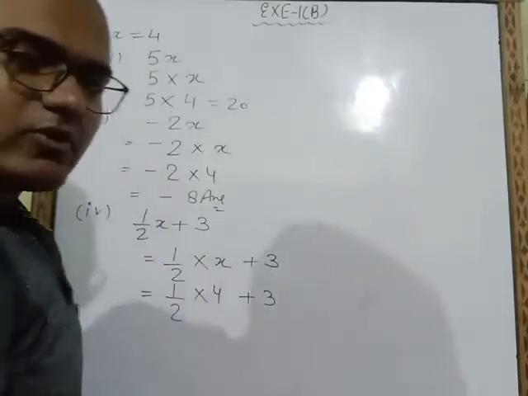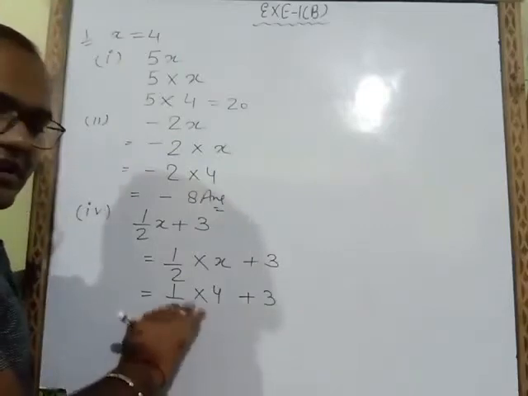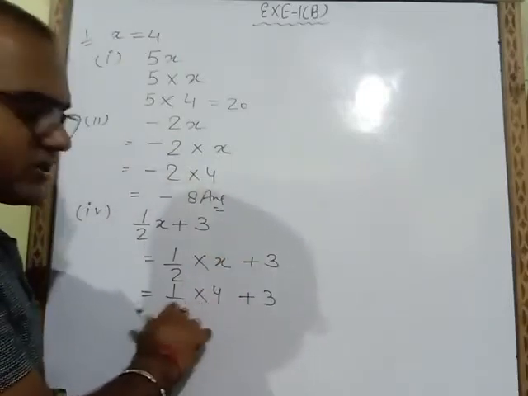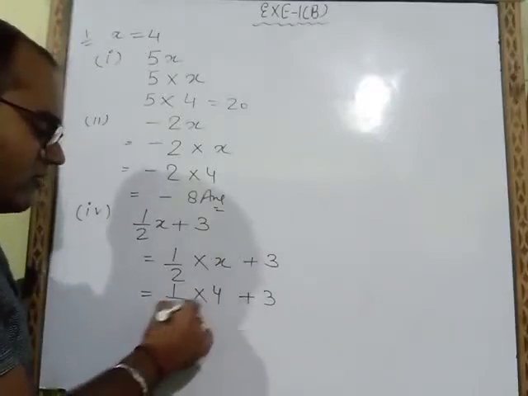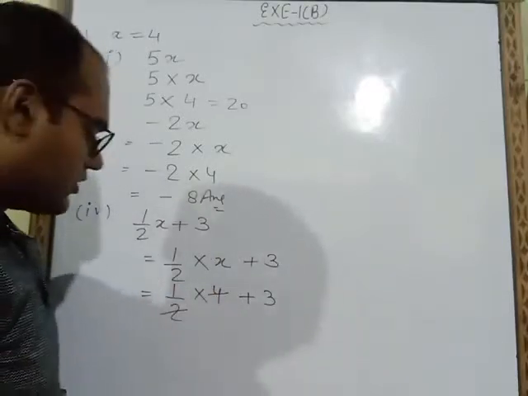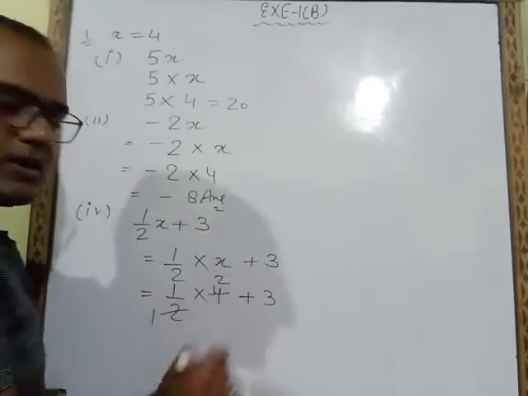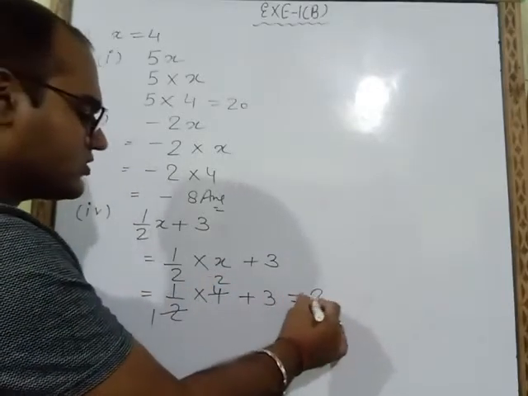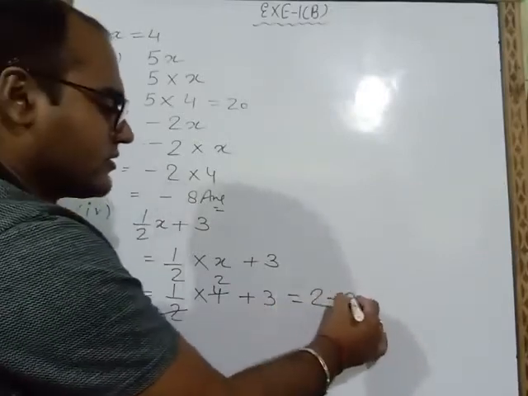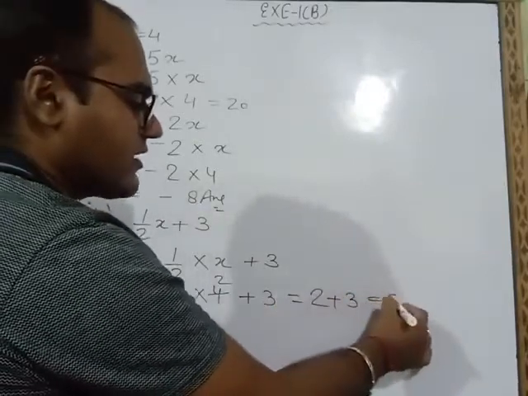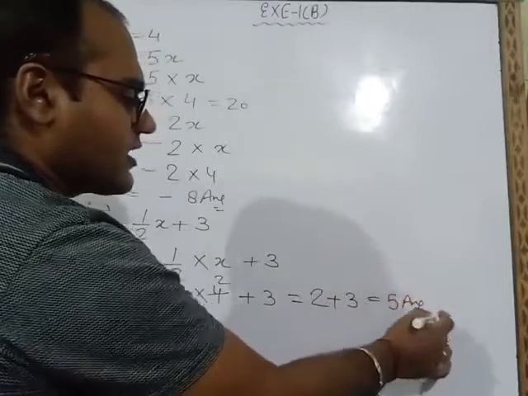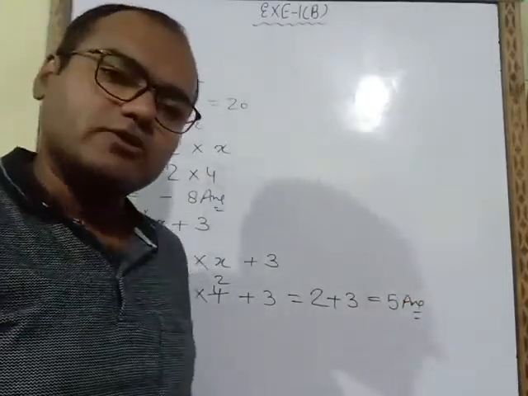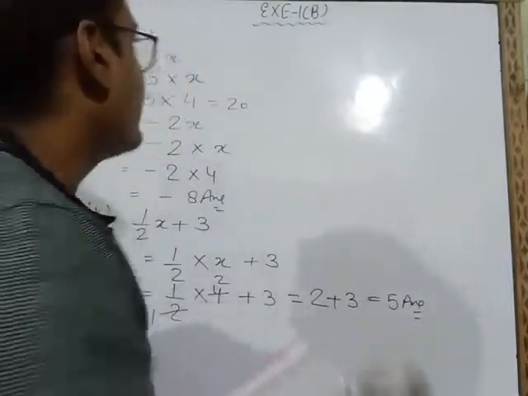Now in this step you have to do one thing: this 2 is in the denominator and 4 is in the numerator, and between these two a multiply sign is there, so we will cancel these two using the table of 2. 2 ones are 2, 2 twos are 4. Now 1 multiply 2, answer is 2, plus 3. On adding these two we get 5. So this is your final answer of part number 4. Like this you have to do question number first. Now see question number second.